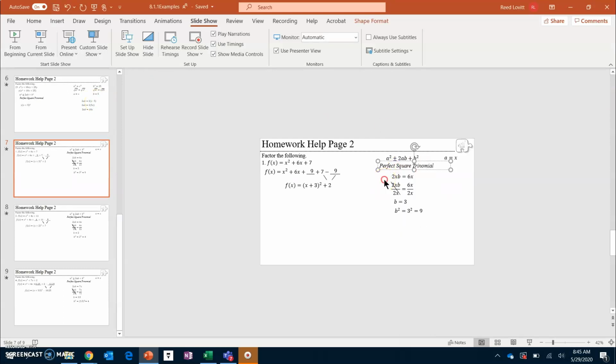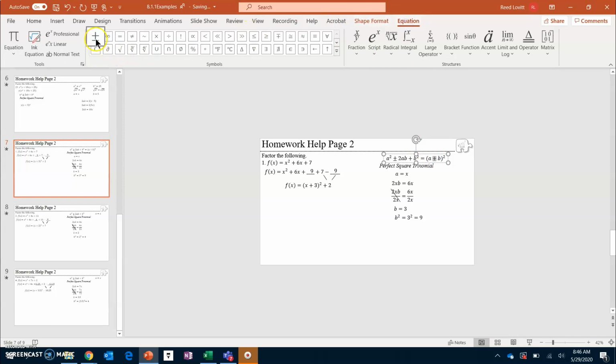So let's just, to be rigorous here, let me just add. All right, so we have our graphing form.